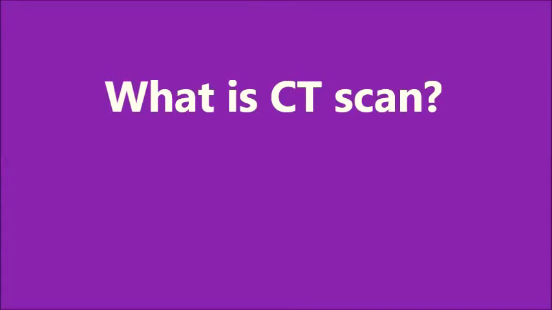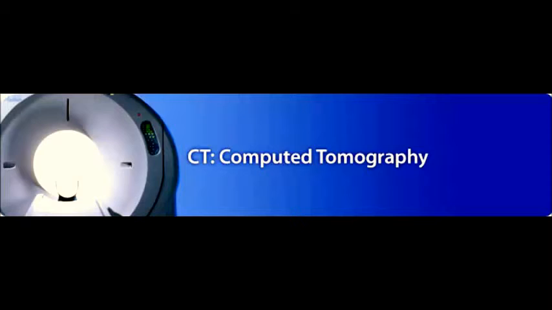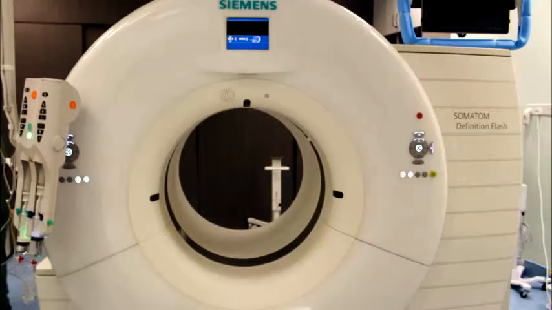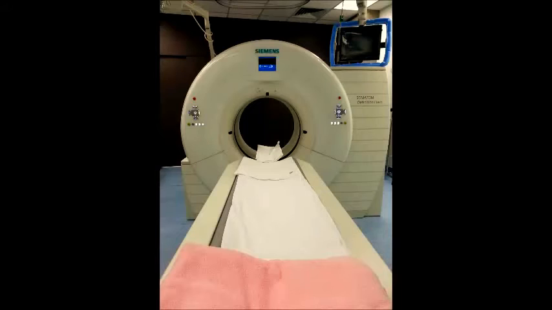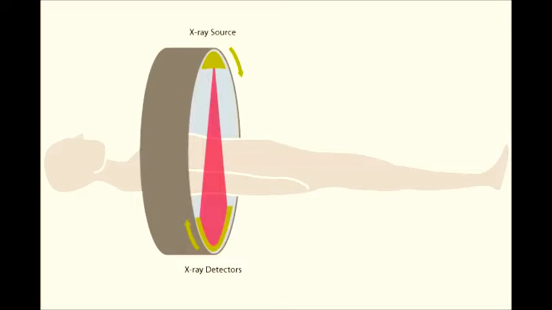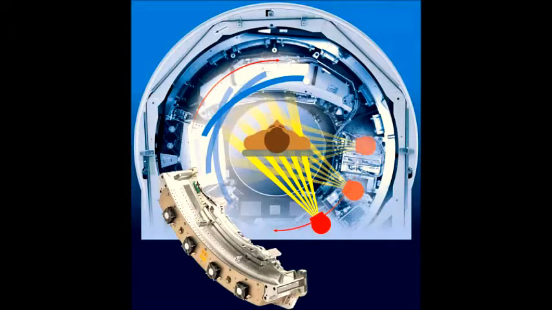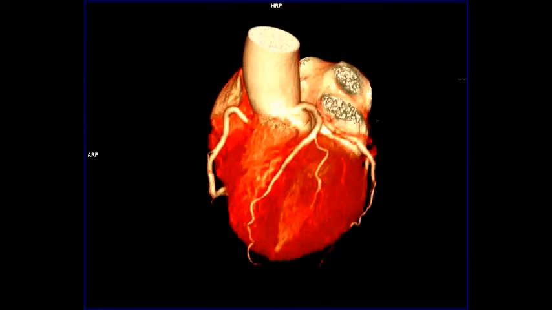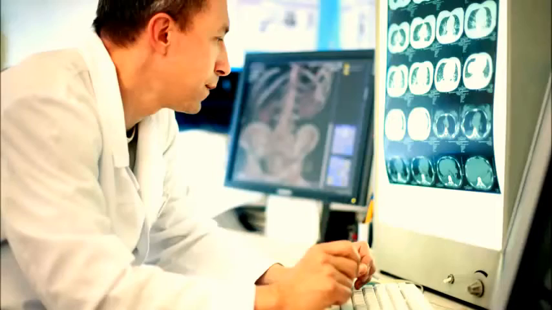What is CT scan? CT scan is computer tomography, which is also known as CAT scan or CT. It is a big camera in a donut shape, which looks like this. It has a long table that carries the patient towards the machine. The X-ray tube will move 360 degrees around the patient and capture images. The radiologist is a doctor that will do the reporting for you.